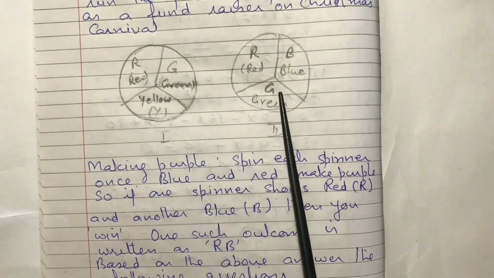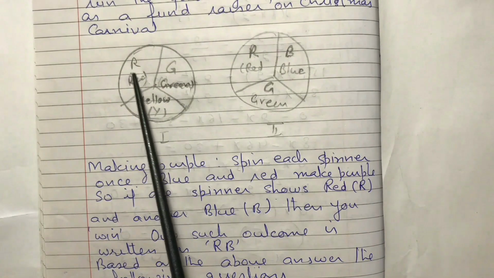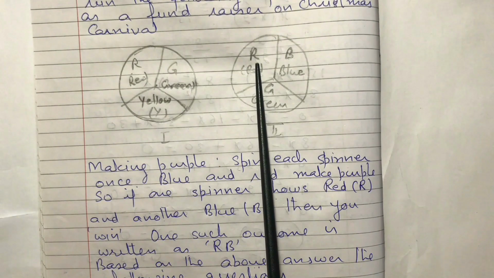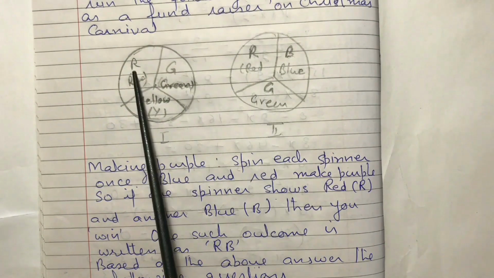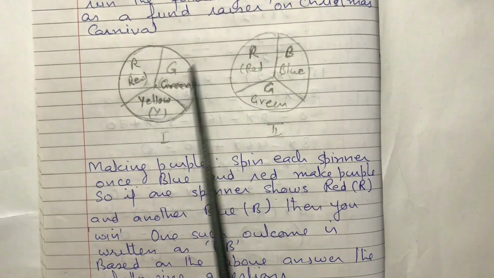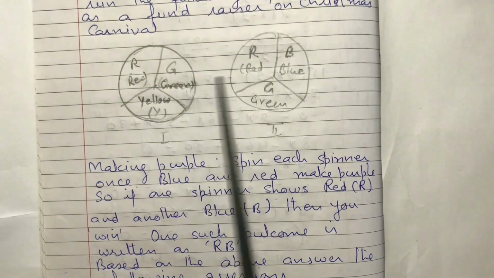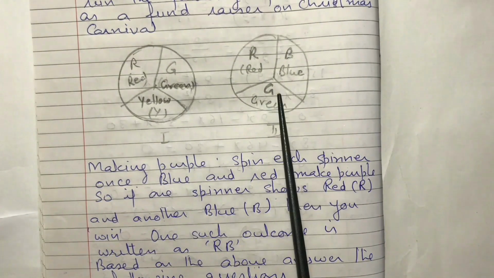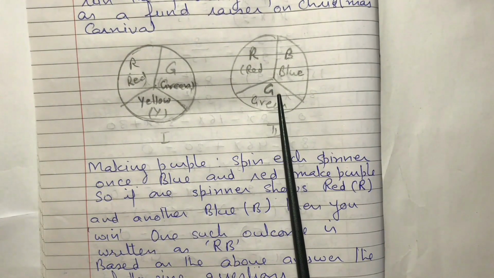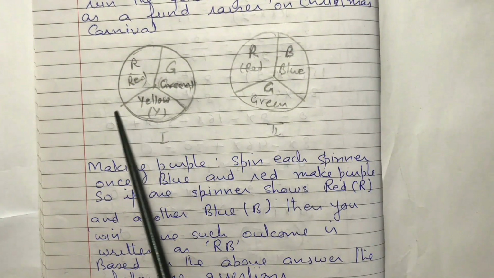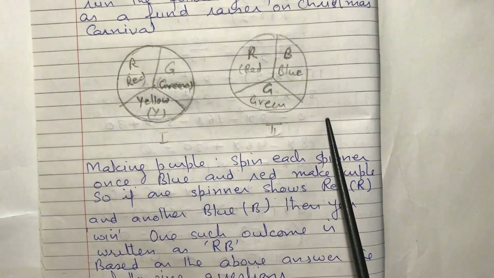Now these 2 are 2 spinners. So if R comes on this spinner, then R may come on this spinner. So possibility is RR, RB, RG, then GR, GB and GG, then YR, YB and YG. So how many outcomes are there? 9. So our first question is list all possible outcomes. So we are going to list all these possible outcomes.